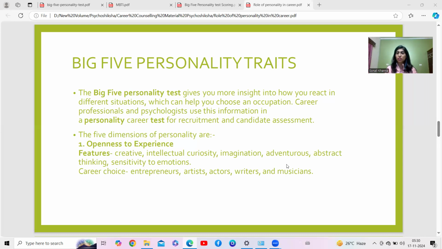Now, people who are open to experience are very welcoming, creative, and curious, and they welcome new ideas. Their features involve intellectual curiosity, creativity, imagination, being adventurous, abstract thinking, and sensitivity to emotions. Career choices for them are entrepreneurs, actors, writers, and musicians.